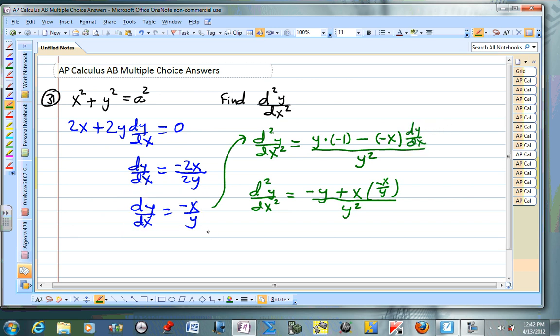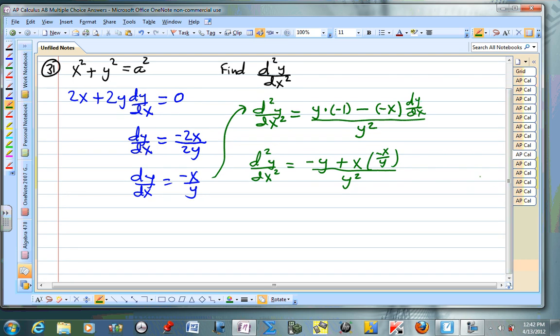So what we've got to do is keep working. You see that we have a fraction inside of a fraction, so let's get rid of that. The second derivative of y with respect to x is, we can multiply this first term times y over y to get a common denominator, and that's going to give us the opposite of y squared, and then if we multiply the second term, x times the opposite of x, we get minus x squared all over y. That's the numerator of our fraction. Now we get all over y squared.